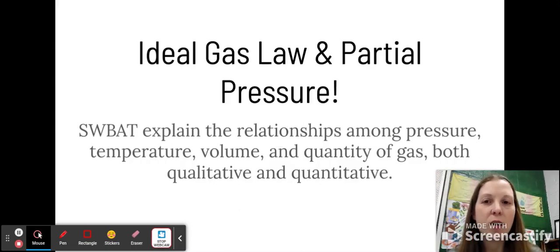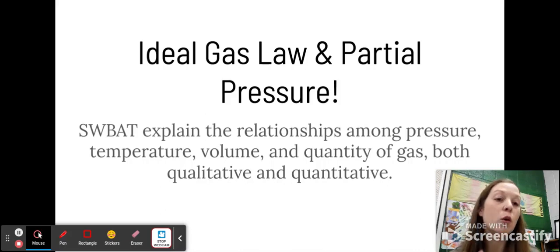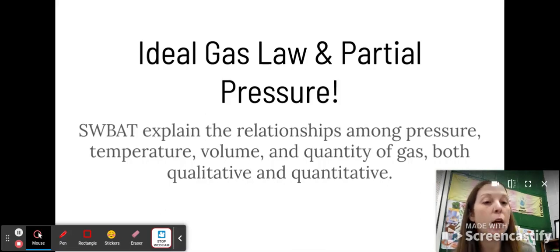Hey everyone, this is our lesson on ideal gas law and partial pressure. By the end of this lesson, you should be able to explain the relationships among pressure, temperature, volume, and quantity of gas, and we are looking more at the quantitative side as well. So you may want to use this time quickly to go over your basic gas laws and your gas properties before you get started.